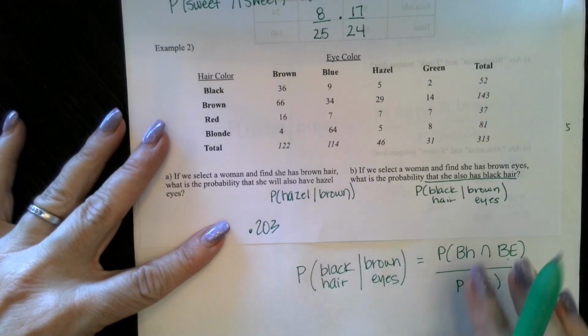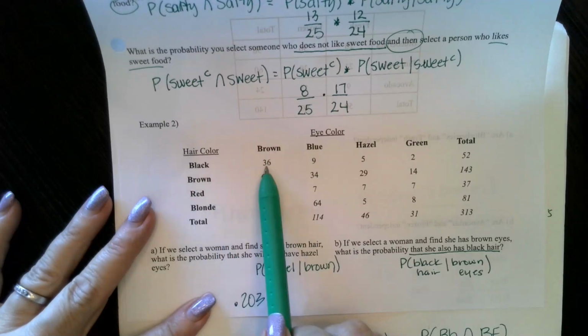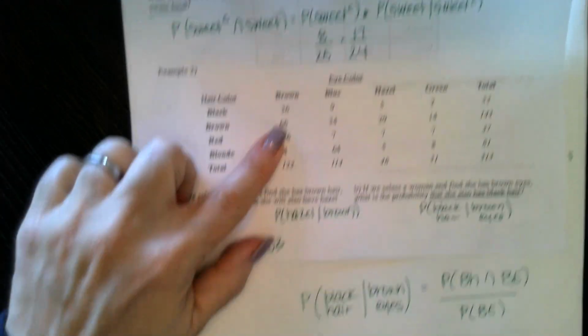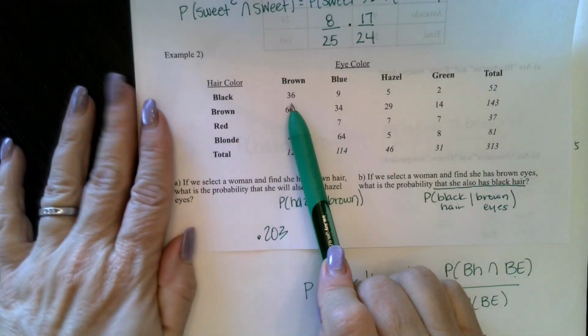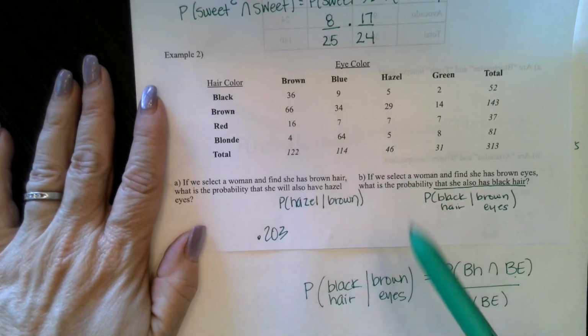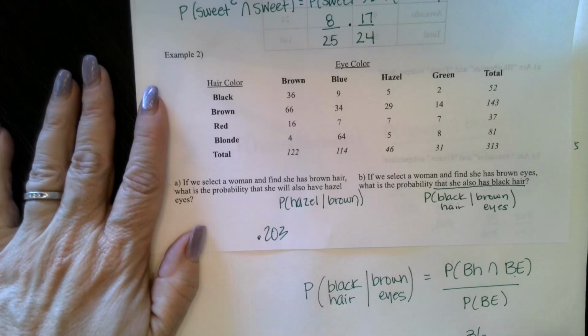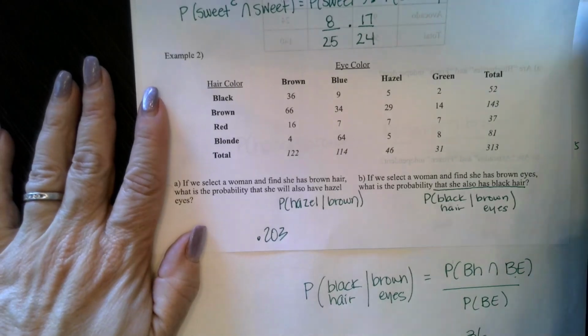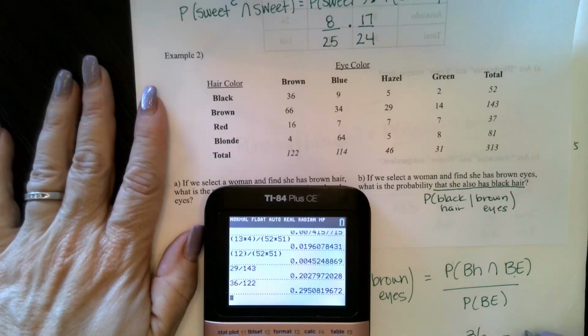So I go back to my graph. So black hair and brown eyes. So black hair and brown eyes is 36 over the probability of just brown eyes. Just brown eyes is right here, so it's going to be 122. So 36 divided by 122 is 0.295.